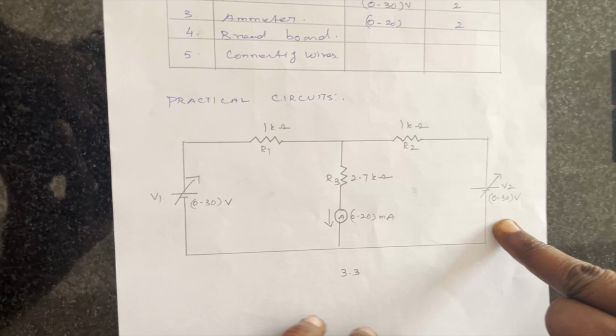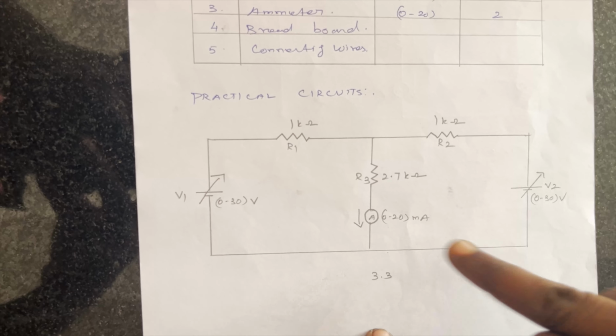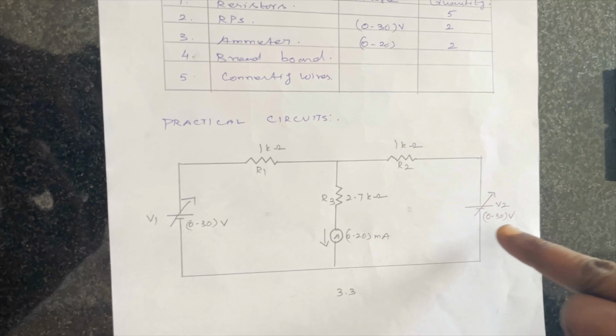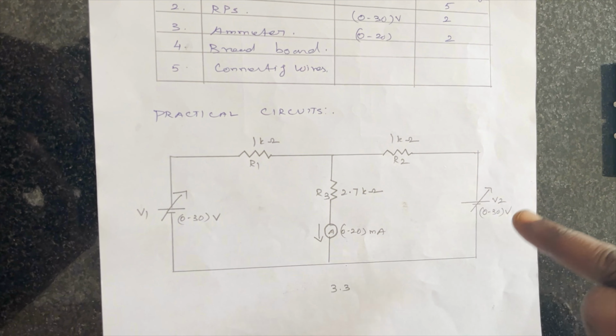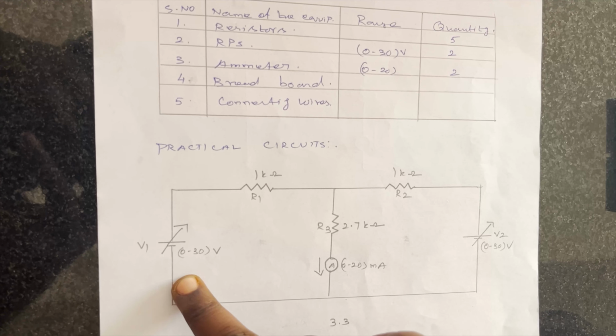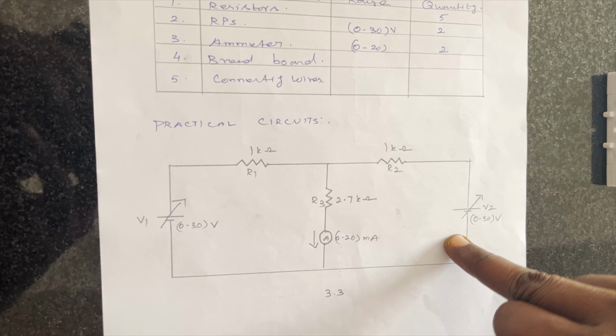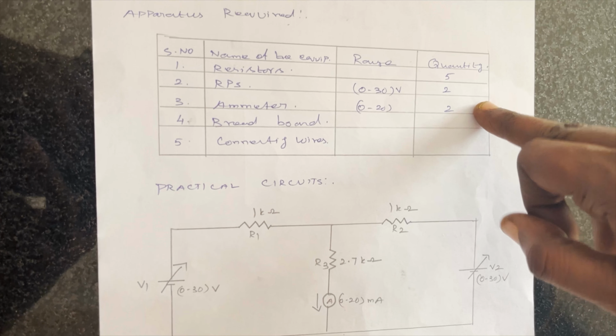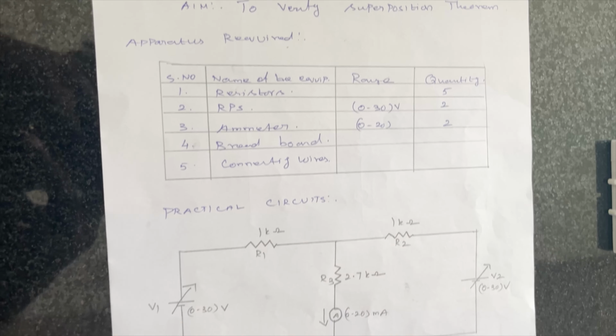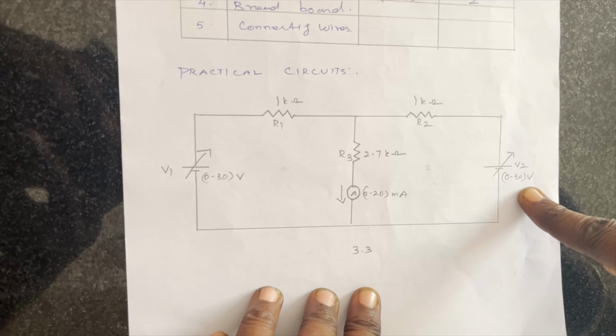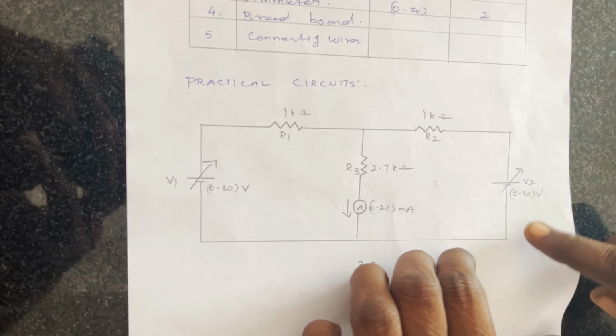Two sources are available, so we have to verify with V1 equal to 0 and get the output for V2, then again with V2 equal to 0 and get the V1 result. Likewise we have to verify. Based upon the circuit we have to design the apparatus. This is the normal circuit, where the V1 source and V2 source are available. We have to calculate it.